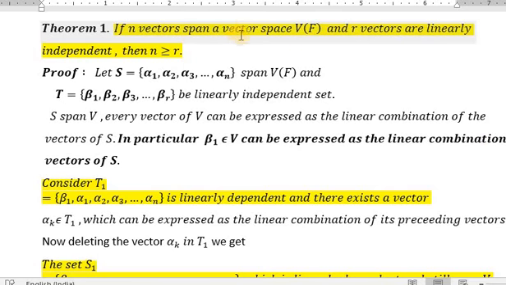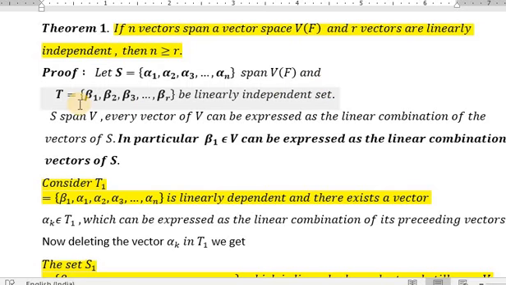If n vectors span a vector space V of F and r vectors are linearly independent, then n is greater than or equal to r. Proof. Let S be a set of vectors, that is alpha 1, alpha 2, alpha 3, and so on, alpha n, which spans V of F. V of F means this is a given vector space over the field F.